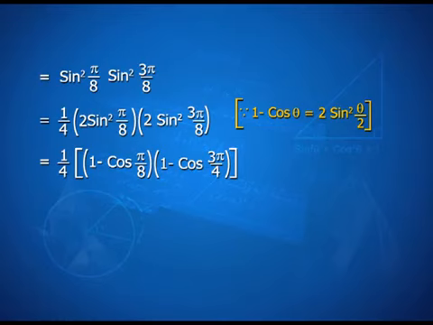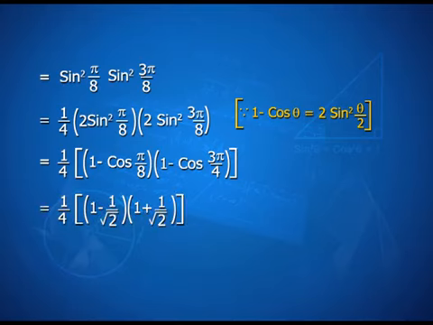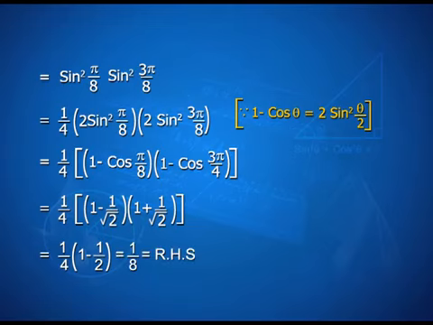As we know the values of cos pi by 4, we can rewrite this as 1 upon 4 into 1 minus 1 upon root 2 into 1 plus 1 upon root 2. Again on simplification, 1 upon 4 into 1 minus 1 upon 2 can be simplified as 1 upon 8, that is nothing but the RHS.